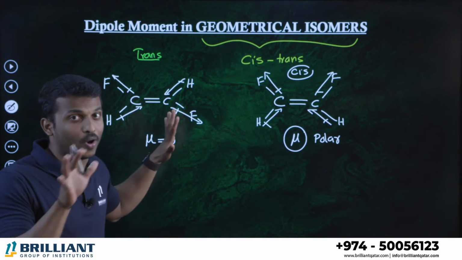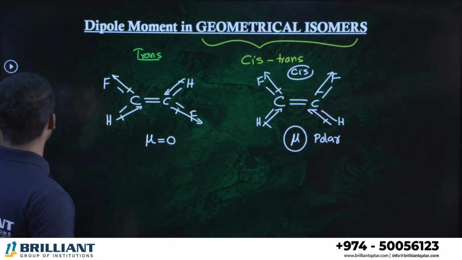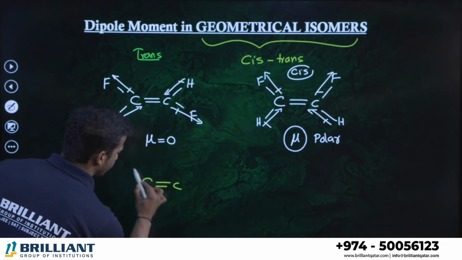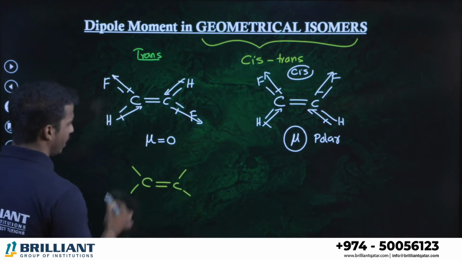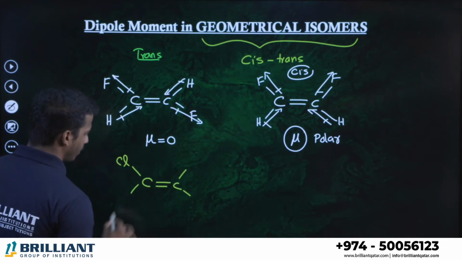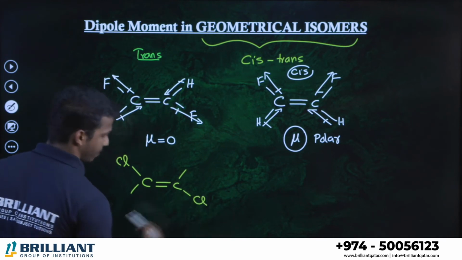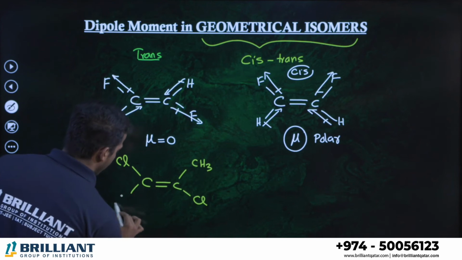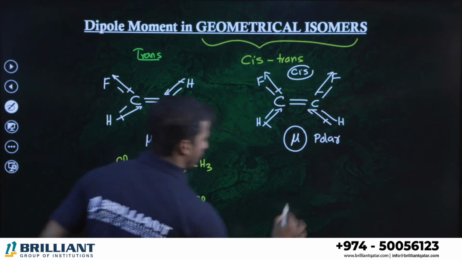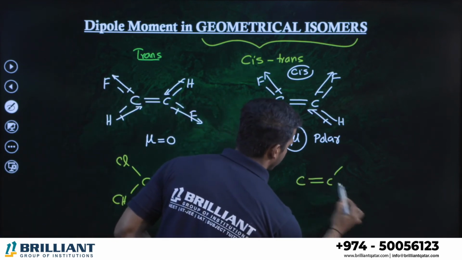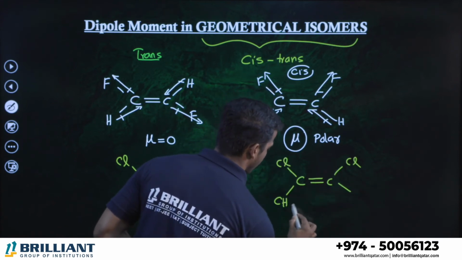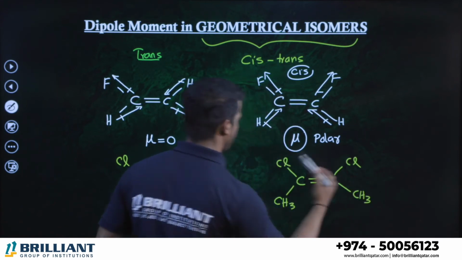But I told you, not always. Let me show you one more example here. All of you carefully listen. C double bond C. Suppose we have chlorine, chlorine, methyl. Here C double bond C, chlorine, methyl. See, all of you.